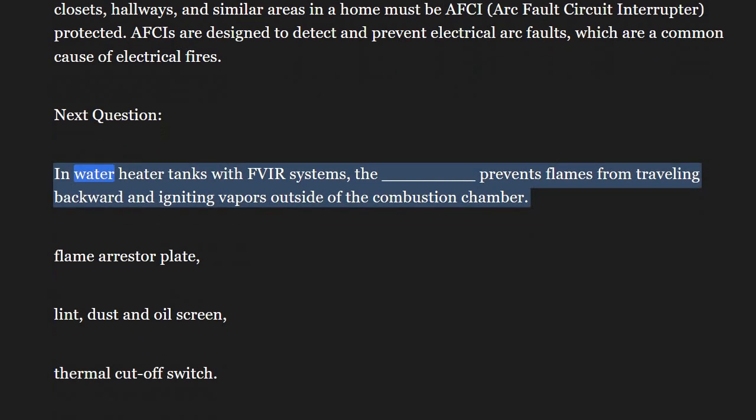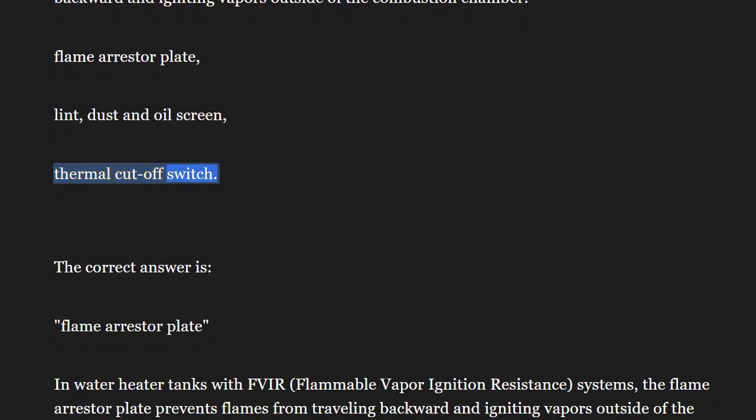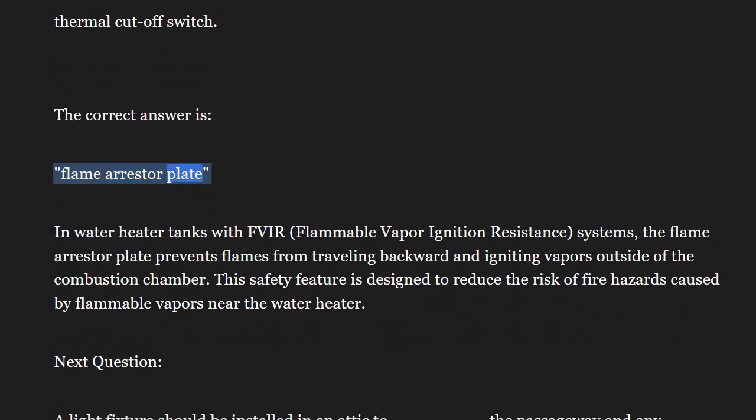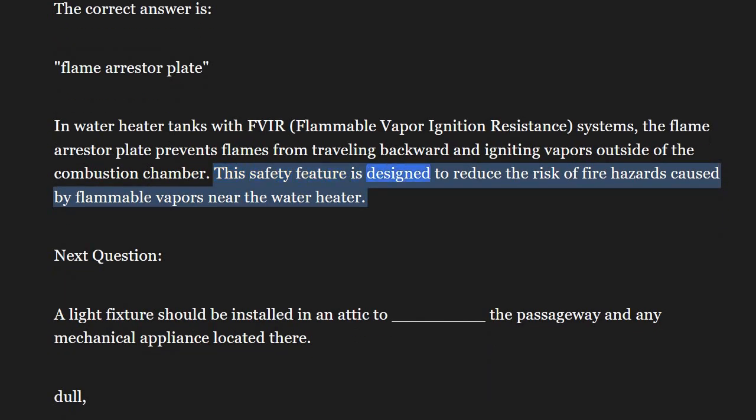Next question. In water heater tanks with FVIR systems, blank prevents flames from traveling backward and igniting vapors outside of the combustion chamber. Flame arrestor plate, lint, dust and oil screen, thermal cutoff switch. The correct answer is flame arrestor plate. This safety feature is designed to reduce the risk of fire hazards caused by flammable vapors near the water heater.